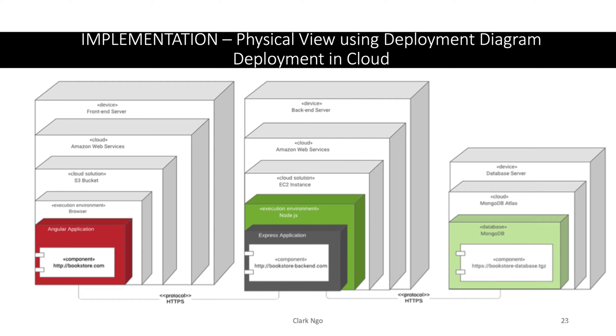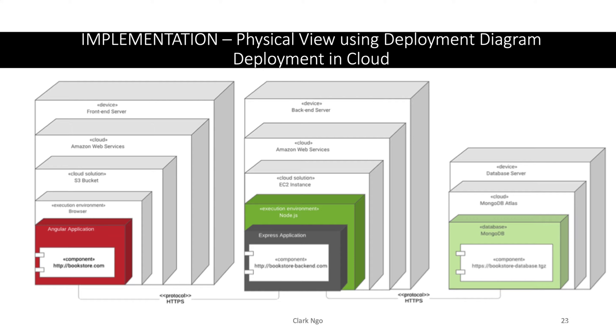And again, in each server, we do have each cloud provider with AWS, and for the backend, it's also Amazon Web Services, and for the database, we have MongoDB Atlas. And I would also show you the cloud solution that was used for the cloud providers. For the front end, we have the S3 bucket, and for the back end, we have the EC2 instance.